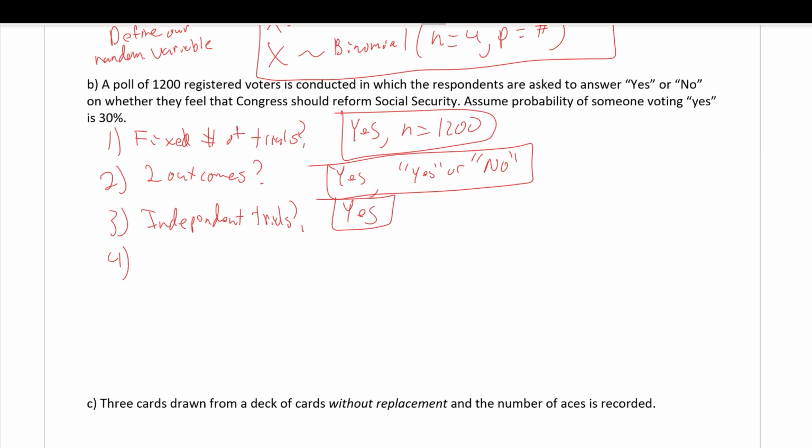And of course, the last one is, is the probability of success the same in each trial?